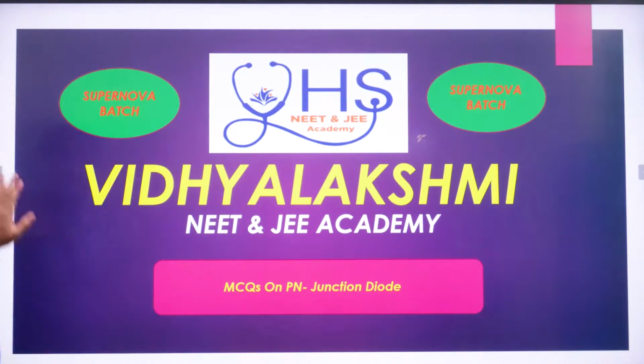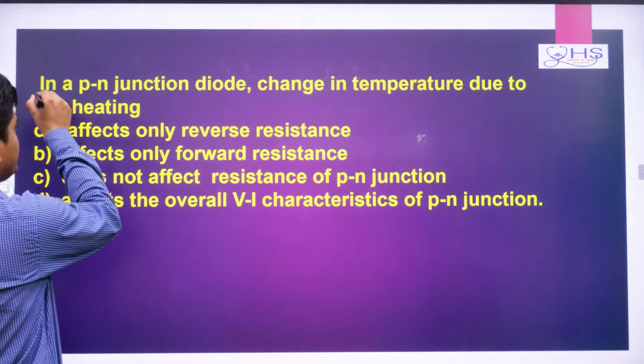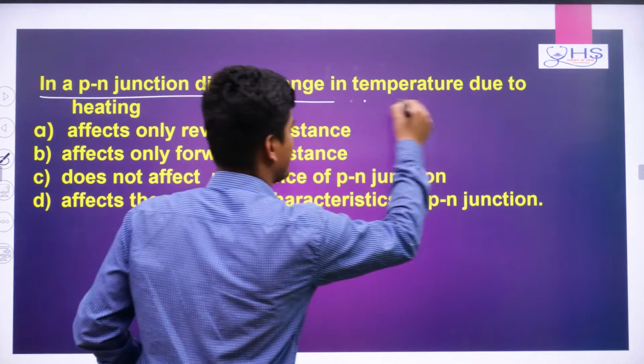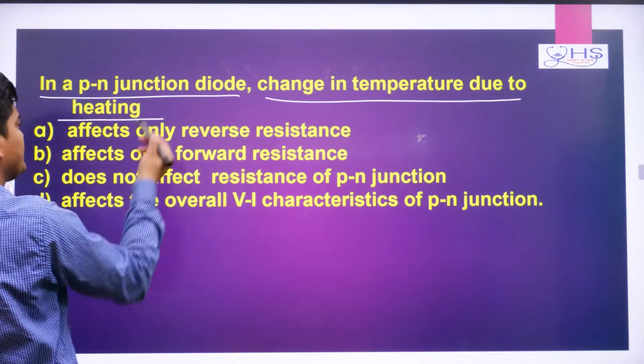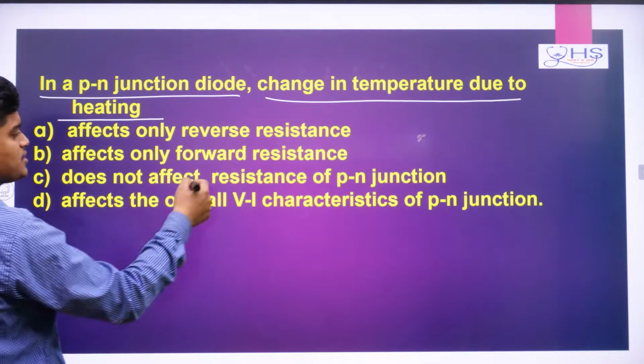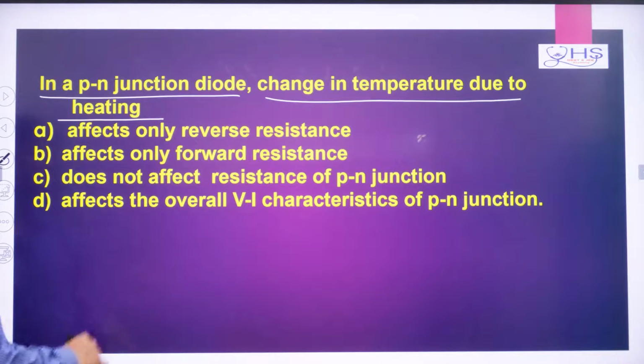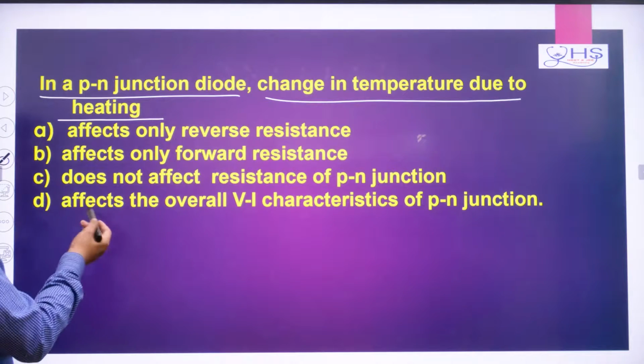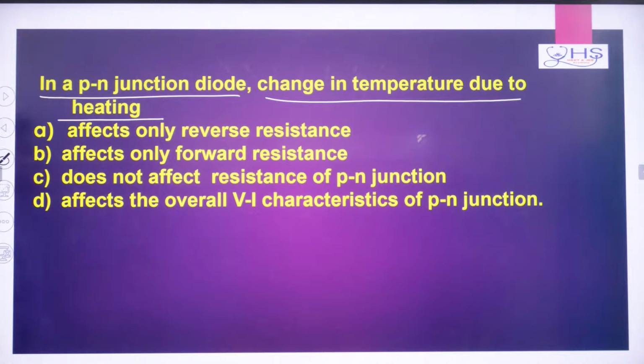Now come to the first question. It says: in a PN junction diode, change in temperature due to heating affects the reverse resistance, the forward resistance, the resistance of the PN junction not at all, or the overall behavior and characteristics of the PN junction. So these types of options are given.